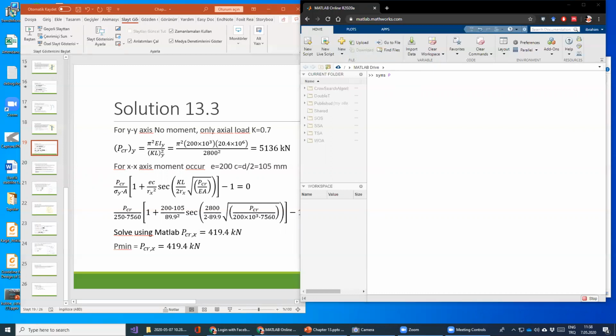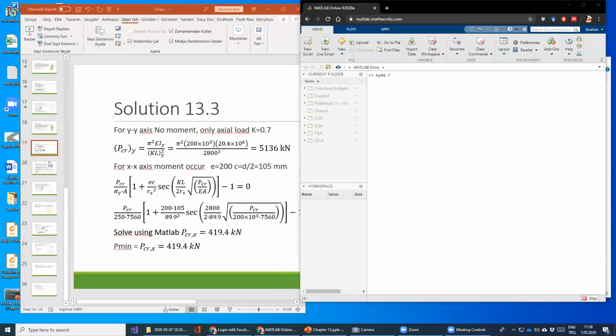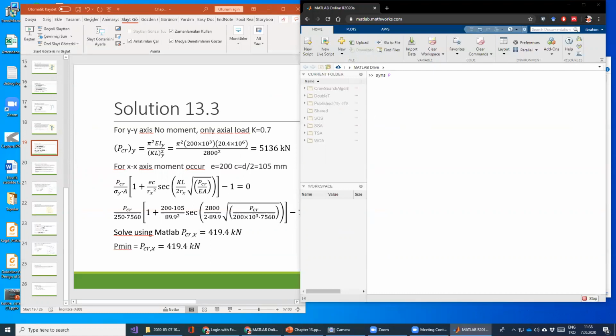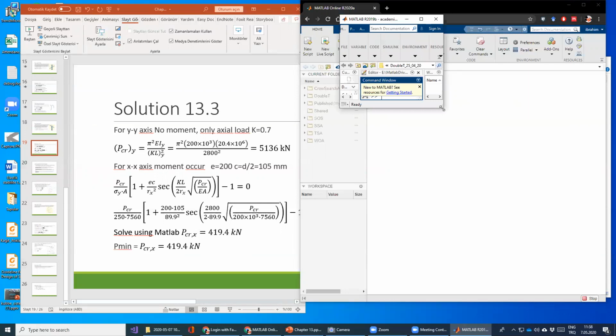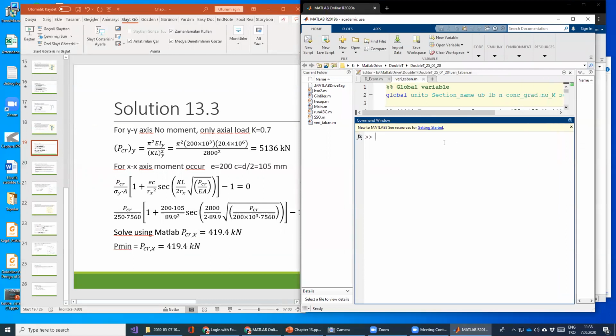Okay, I think I can use my desktop version. Also, you can use a cell phone. The cell phone version works much more efficiently than this online version. You can also download the cell phone version. Okay, I want to continue with the desktop version. I write syms P.